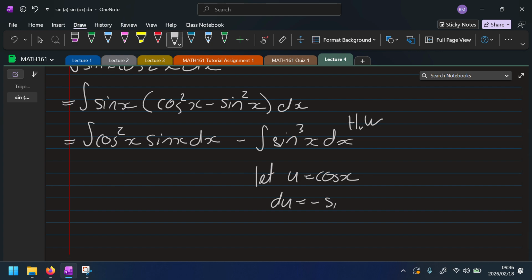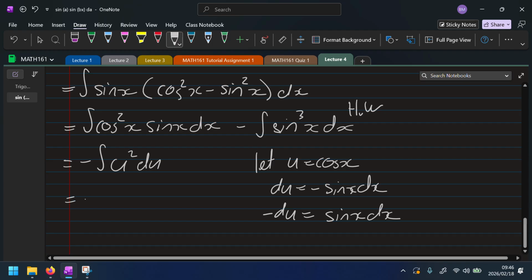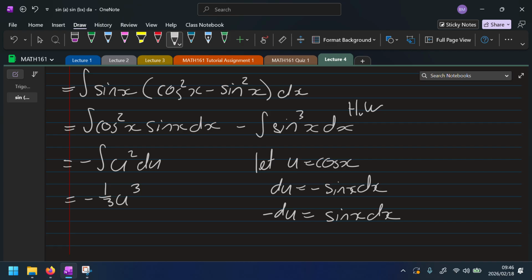So du, that will be minus sine. We don't have minus sign, so we take the minus over. Okay, so here we have minus integral u squared du. Okay, I'm not going to write the other part. You do that for homework. Okay, so this will be minus 1/3 u cubed plus whatever you get there for homework. And then we just put the cos back.